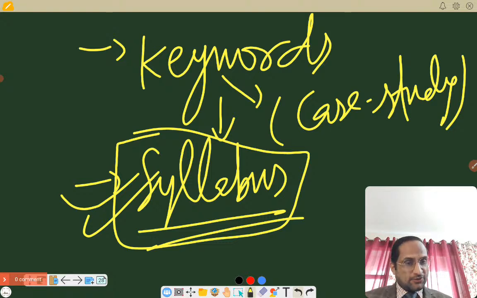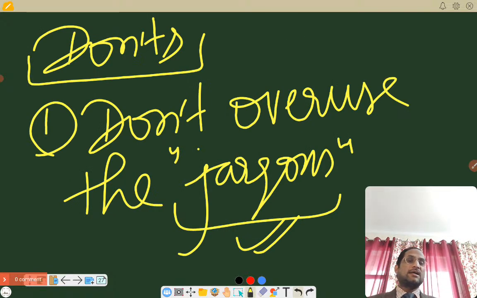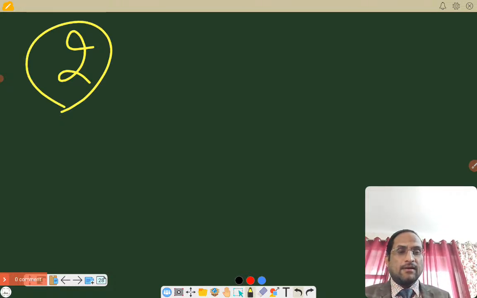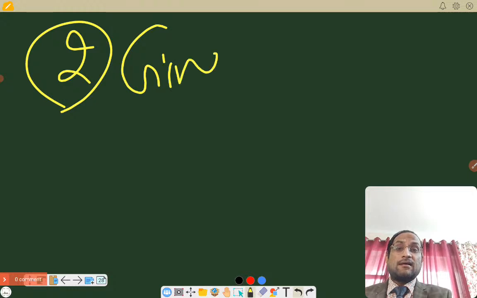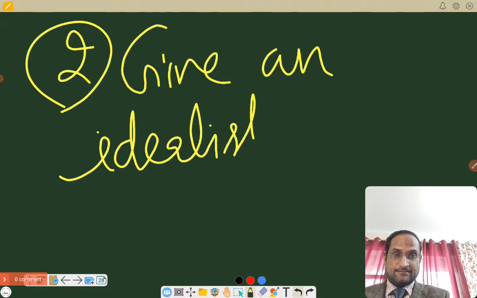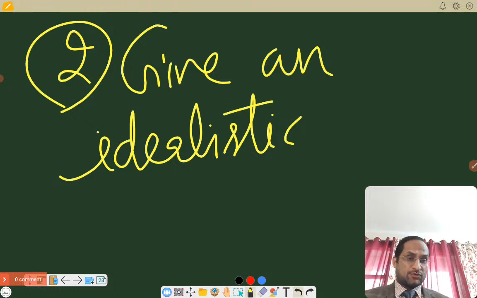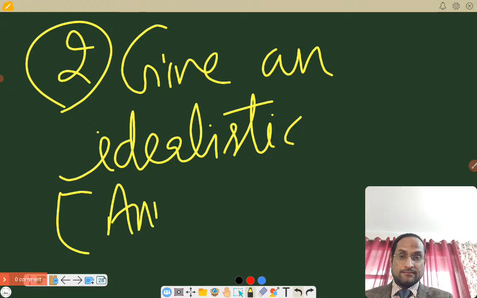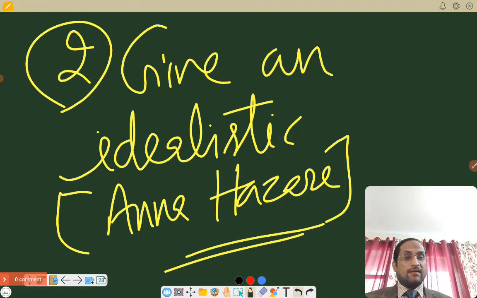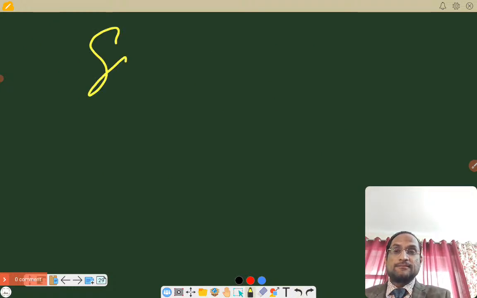Okay, so keywords you can use, but don't overuse the jargons. First thing. Second, what you should not do is give an idealistic approach. What is idealistic? Anna Hazare approach. Who is this Anna Hazare? Anna Hazare, a social reformer from Ralegan Siddhi.